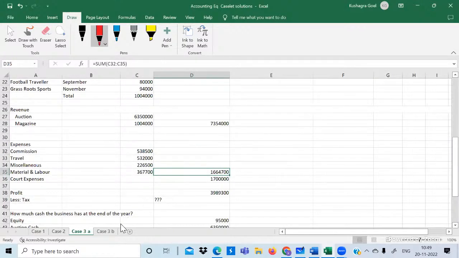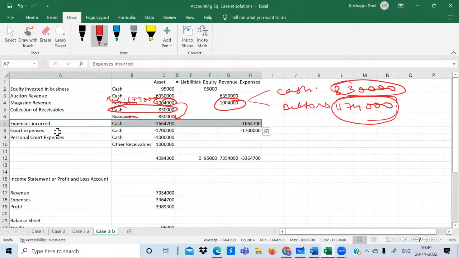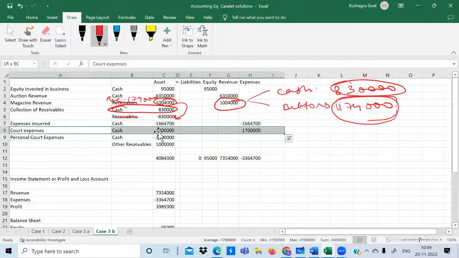Along with this, the company is incurring the court expense case. So that is 17 lakhs. I'll take the court expense case, which is 17 lakhs. Of course, money will go out. So that's cash. I'll show it under the asset column saying that 17 lakhs has been spent. And it's an official expense for the company. That's a legal cost, so I'll show it under the expense column.